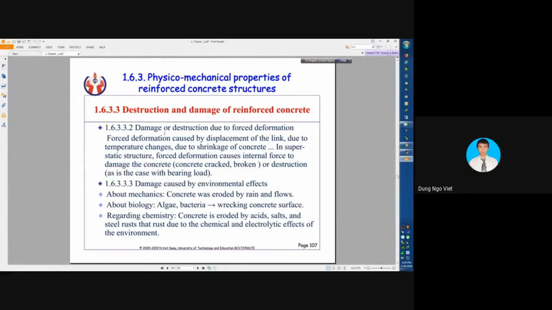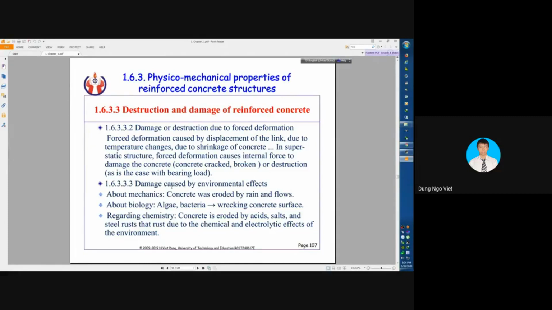The second is the damage or destruction due to force deformation. Force deformation is caused by displacement of the link, temperature change, or shrinkage of concrete. And in a superstatic structure, force deformation causes internal force that damages the concrete: crack, break, or destruction, as is the case with bearing load.